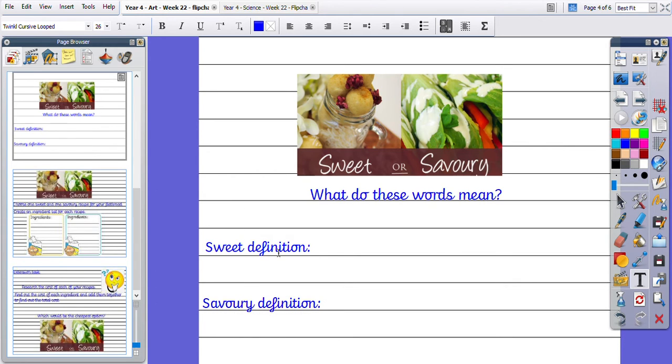Sweet includes things such as chocolate. They taste quite sweet on the tongue and they're pleasant to taste. Whereas savoury is almost the opposite, so it's quite salty, sometimes sour foods. So well done for your definitions.